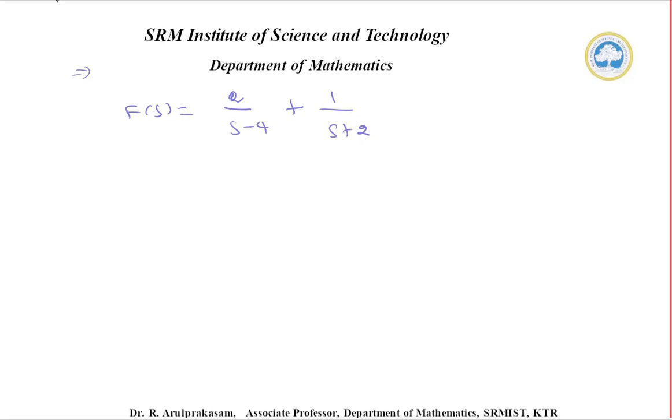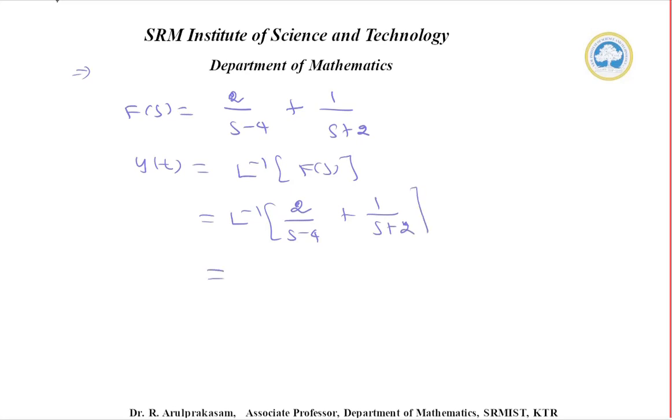So my y of t is nothing but what? L inverse of f of s. So what is L inverse of my f of s? Nothing but 2 times 1 by s minus 4 plus 1 times 1 by s plus 2. By the inverse Laplace transform linearity property, I am separating here: 2 times L inverse of 1 divided by s minus 4, plus L inverse of 1 divided by s plus 2.